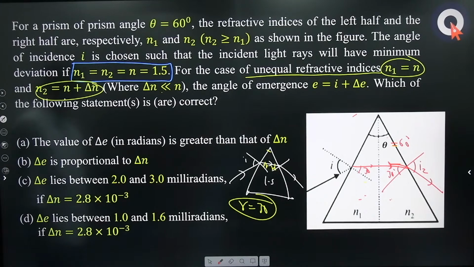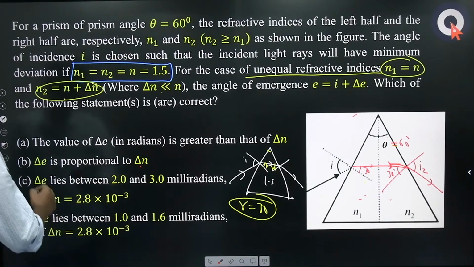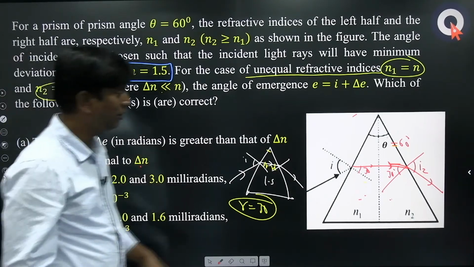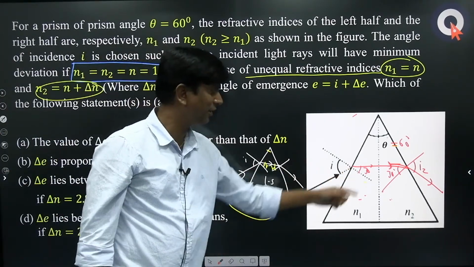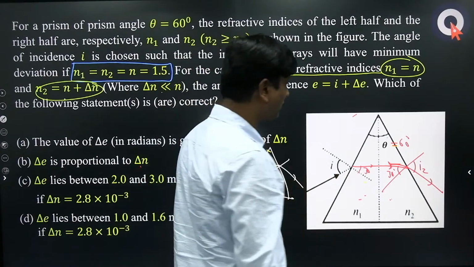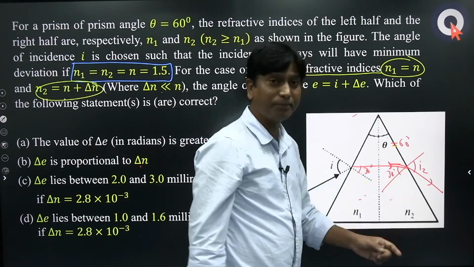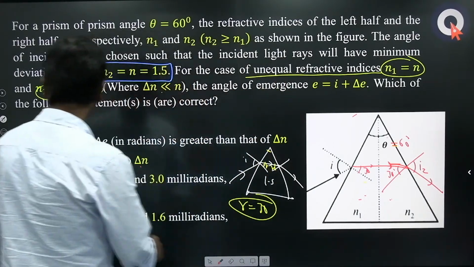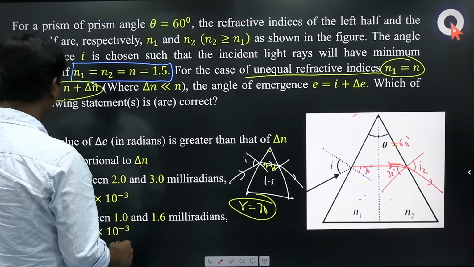What is the value of delta E in radians? Is it greater than that, is delta E proportional, and all these things. Step by step we'll try to see this. I'm taking the next page. First we have to take the value of I by applying Snell's law here and here, because the R value you already got as 30, because of minimum deviation, right? R value is 30. So how do we get the value of I? You can apply Snell's law.